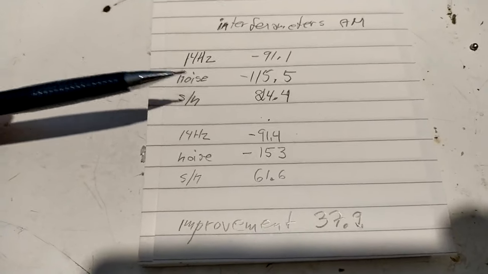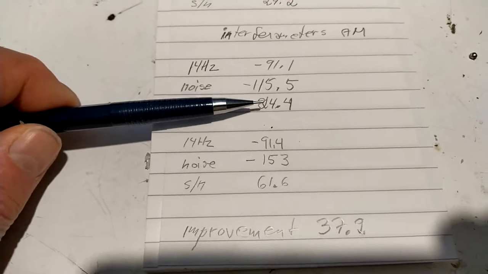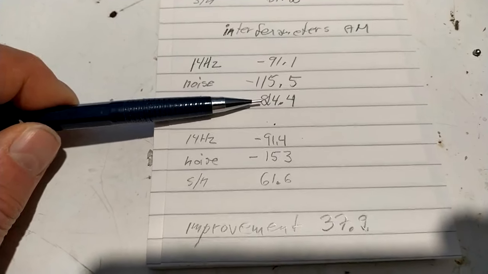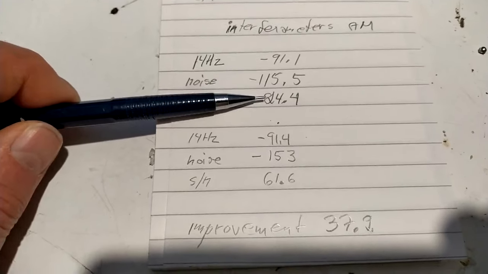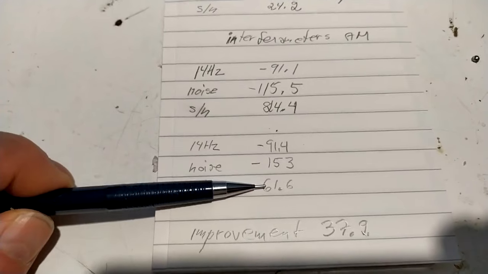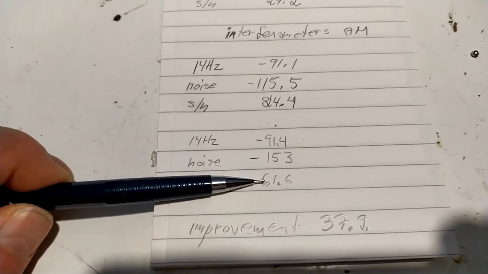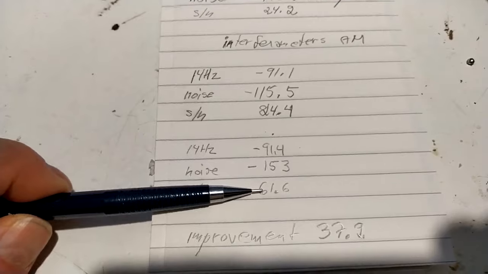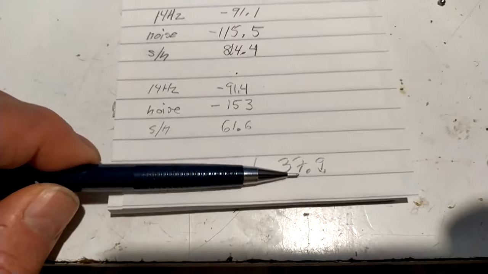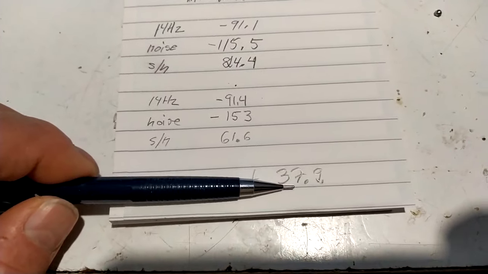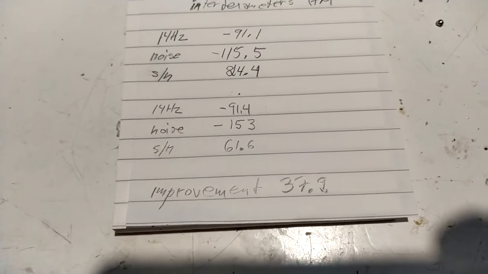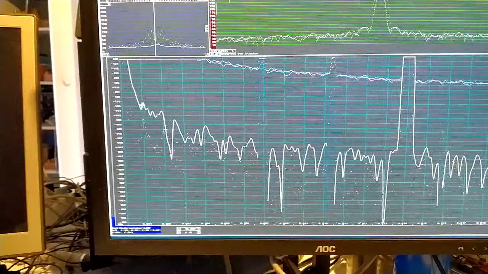Directly on the power supply, I could see a noise which was 24.4 dB below the 14 Hz carrier. And now, with the filter, the noise is 61.6 dB below the 14 Hz carrier. So this is an improvement of 37.2. Well, 37, don't care about the decimal. 37 dB lower is the noise floor now.